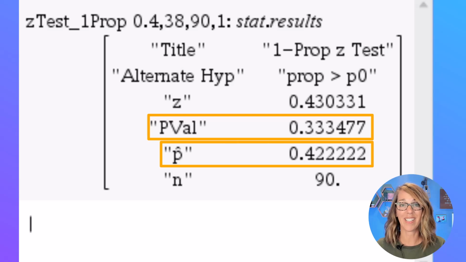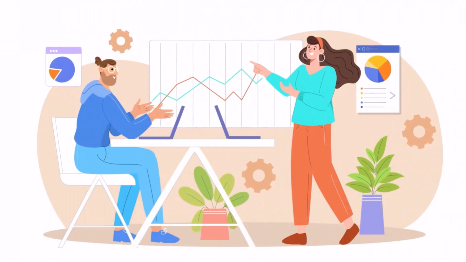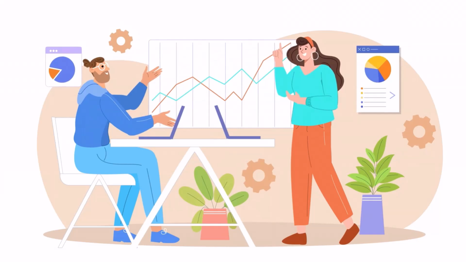That p-hat is exactly what we computed, about 42.2%. So how do we decide if we're significantly higher? Well, we've got two different choices. I'm going to first show you the method with z-scores, and then I'm going to show you what I think is the even easier method with the p-value.